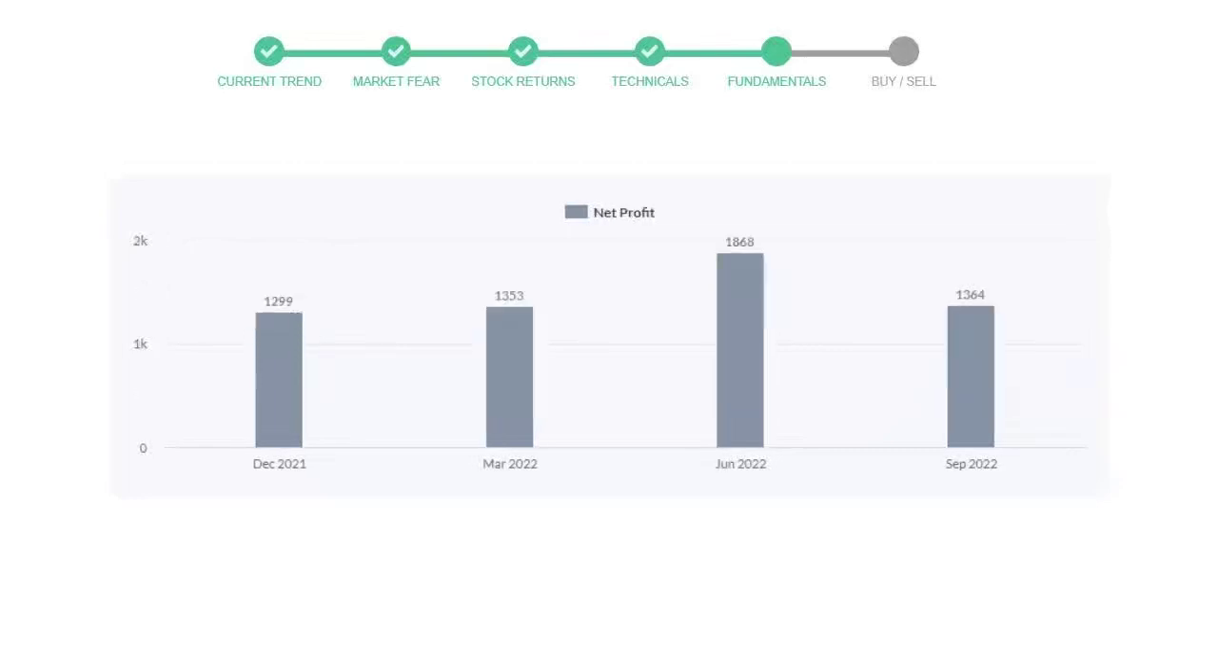Now let's see the profitability of Costco. In the quarter June 22, the profits were $1,868 million. And in the recent quarter, September 22, the profits declined to $1,364 million.